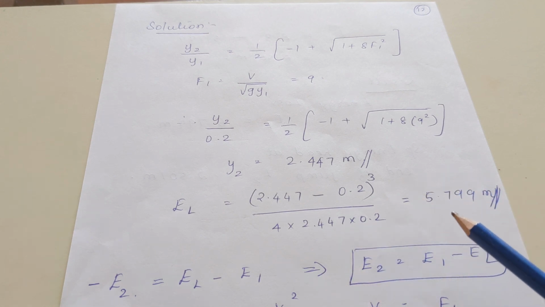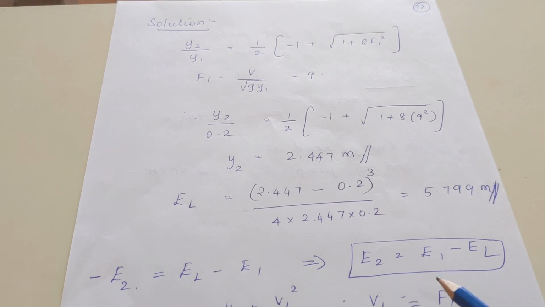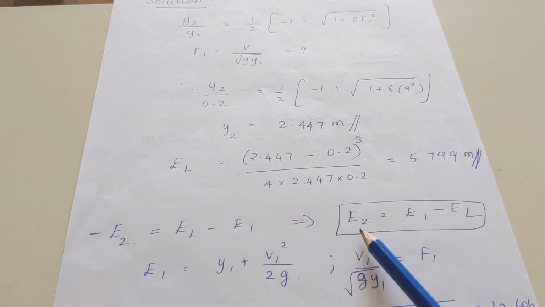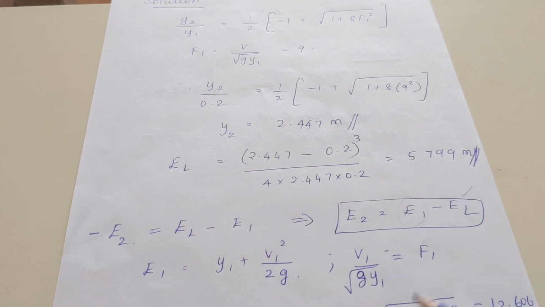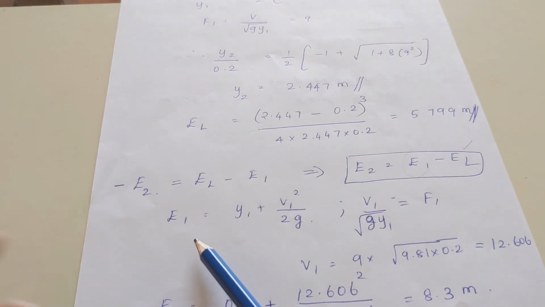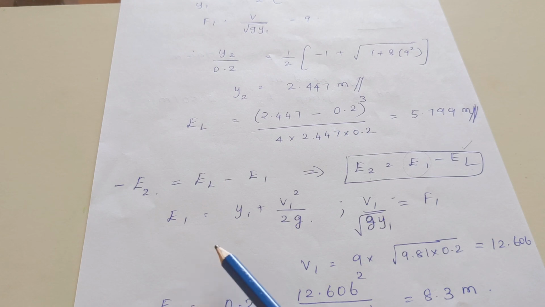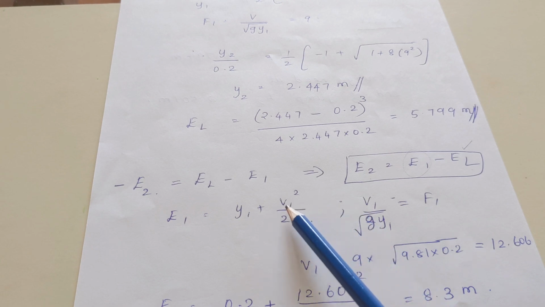What is our other aim? You have to find out the energy at the end. What is the representation of the energy at the end? E2. E2 is equal to E1 minus EL. So EL we have found out. What about E1? How to find E1? E1 is equal to, again the specific energy equation, E1 is equal to y plus V1 square divided by 2g. So after substituting the value, how to find V1?